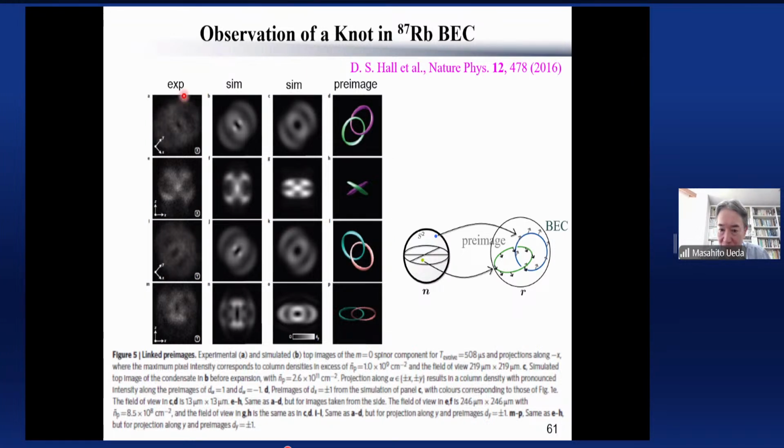Here, the first column shows the experiment, while the second and third columns show numerical simulation after and before the time of flight measurement. And the fourth column shows the pre-image of the third one. So we clearly see the knot, the linking number knot structure, and we clearly see this in the experiment.